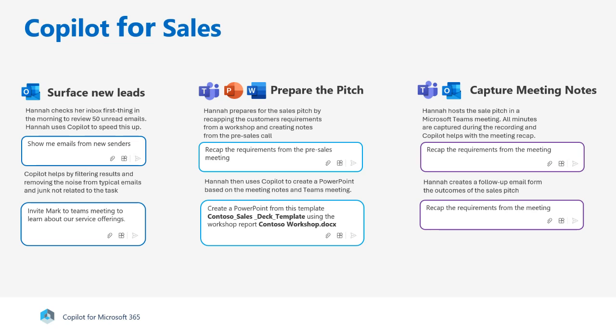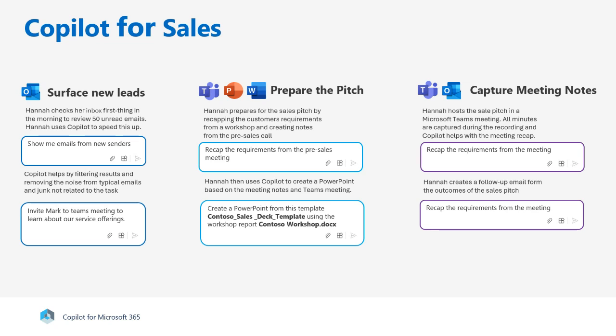We've got the scenario where maybe we're surfacing new leads. As a business development manager, Hannah may check her inbox first thing in the morning to review some of the unread emails and look for any potential leads within there. In this example, Hannah's got 50 unread emails. Some of the prompts she could throw in could be like, show me emails from new senders. And Copilot would help filter those results, removing some of the noise from typical emails and junk that were not related to the search. And then the next phase, when we're going through specific leads, we can put in prompts like, invite Mark to Teams meetings to learn about our service offerings.